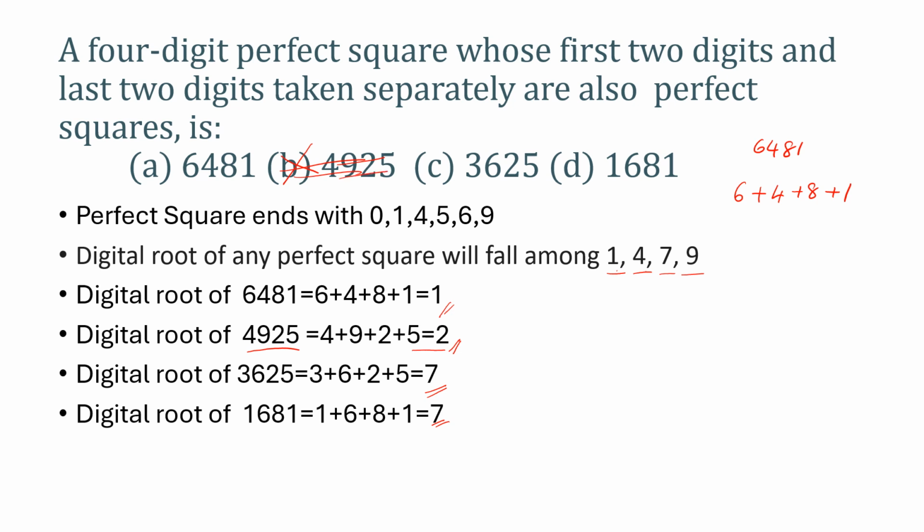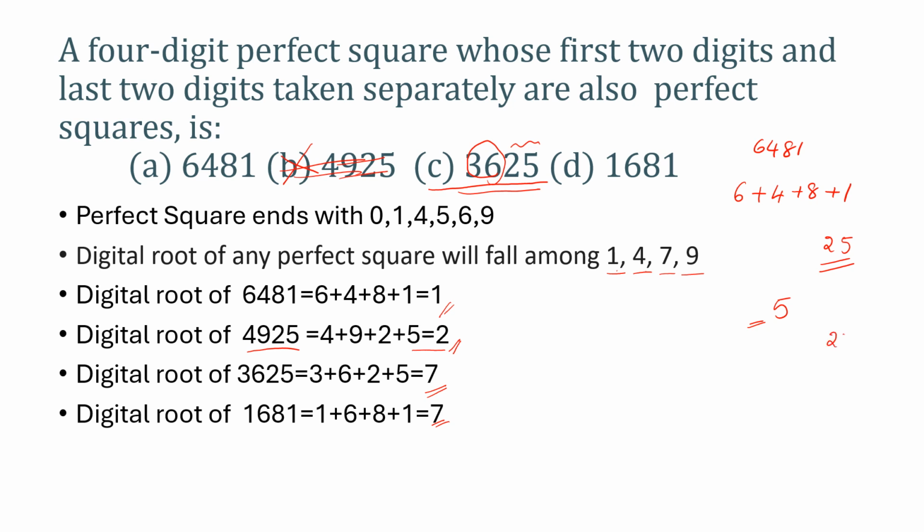So the options left are A, C and D. Now let's look at option C. Here the last two digits are 25. Whenever 25 comes in the last part, its square root will also have 5 in the ones place. As for the tens place, this 36 should be writable as a product of consecutive numbers.